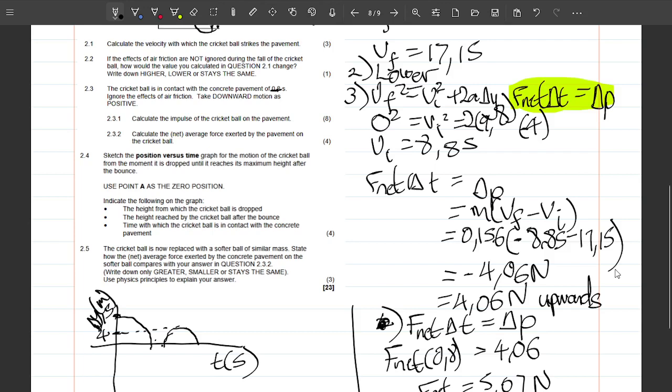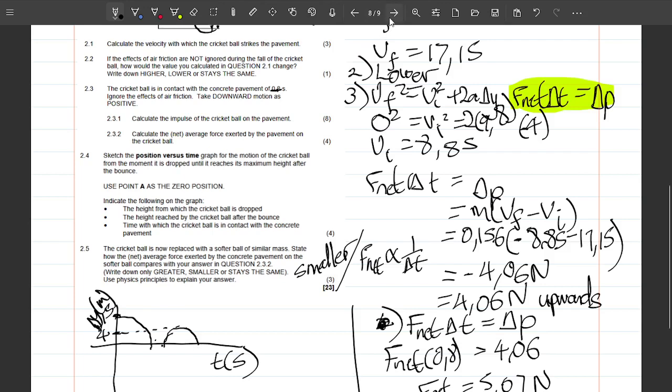Well, the reason for that, so I'm proposing that this would be smaller, is actually shown using the impulse momentum theory. The F net is inversely proportional to the delta t. So if they use the softer ball, it will take a much longer time. Because of that, it will exert a lesser force. I've actually used a physics principle to explain that.